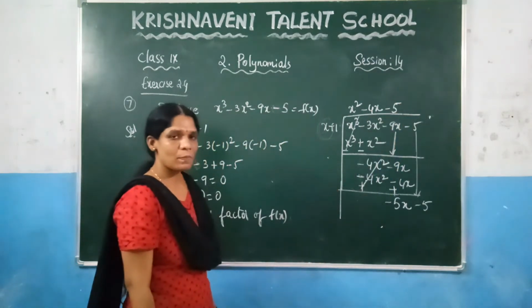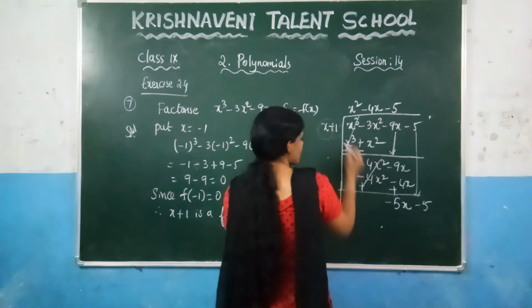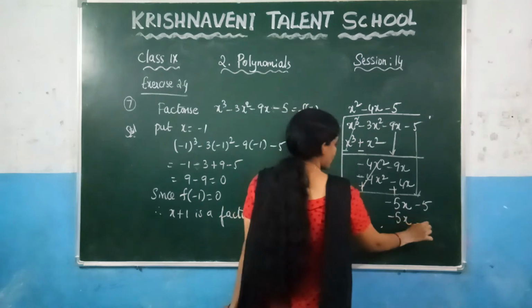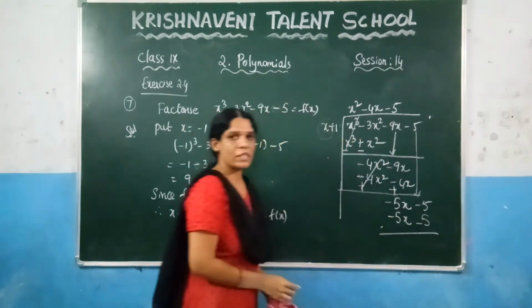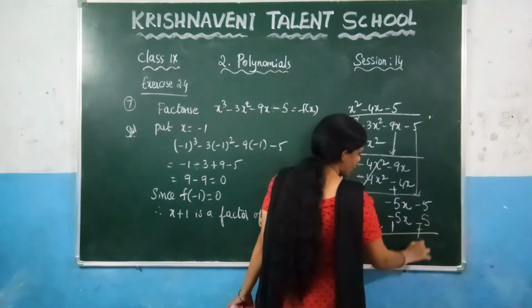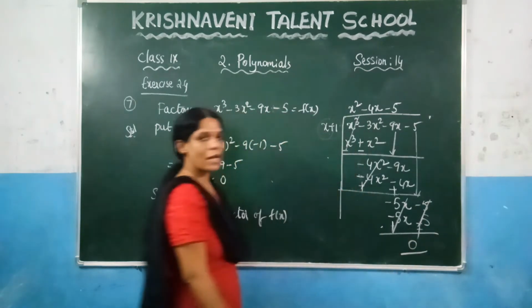Right? Now multiply minus 5 with the divisor. What you will get? Minus 5 into x gives you minus 5x, and after that, minus 5 into 1 is minus 5. Now again what do we need to do? We need to change the signs. Change it here plus and here plus. These two will get cancelled. Now you got the remainder as 0.